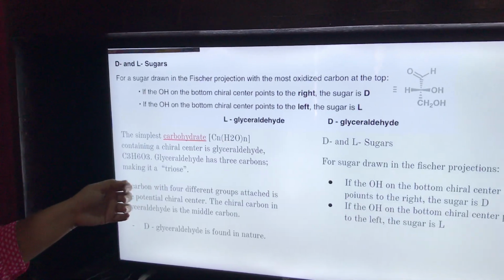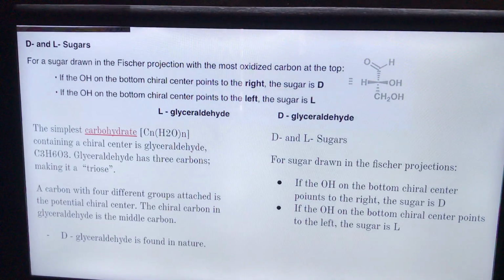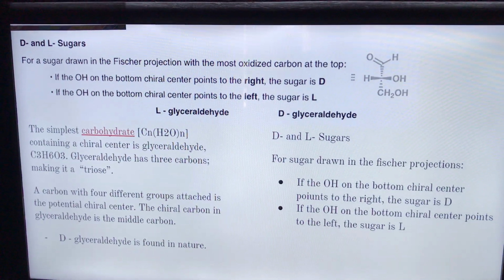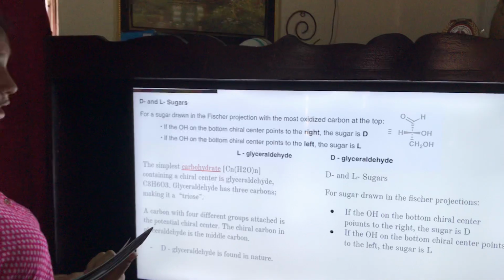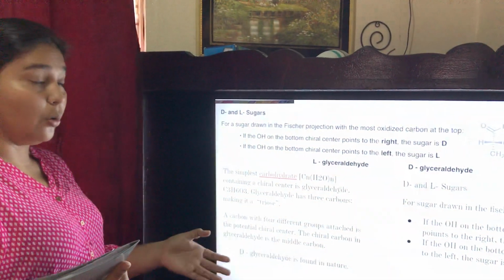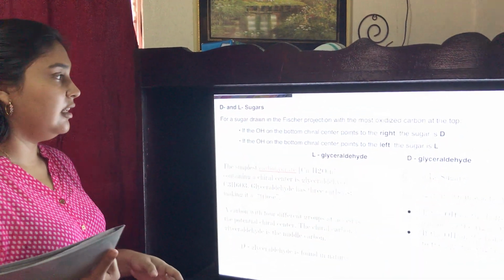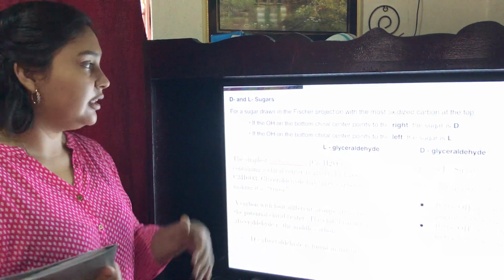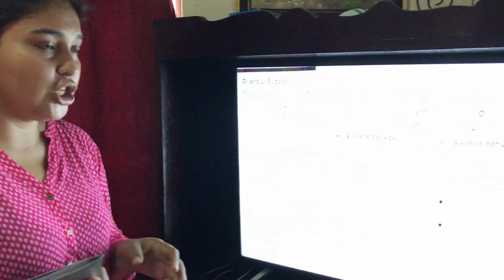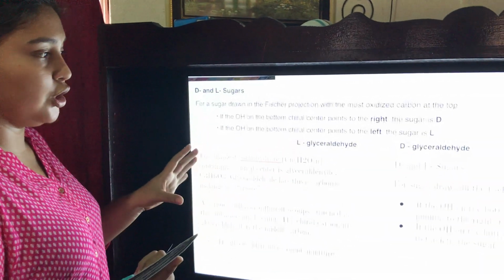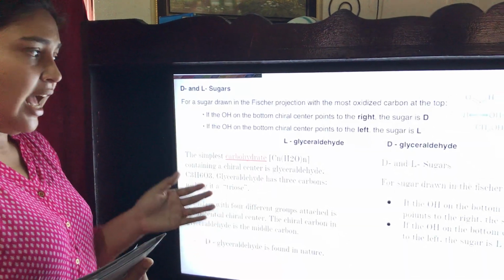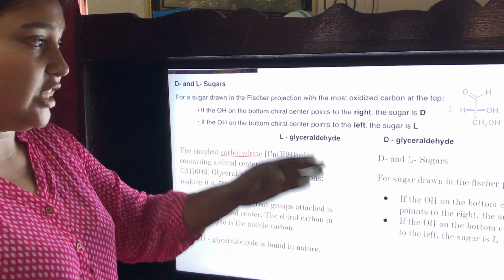Another very important factor that you need to take into consideration when you're naming monosaccharides or carbohydrates as a whole is the D and L sugars. This basically refers to the location of the OH on the chain structure, because you want to give the reader an idea of where the OH is placed.